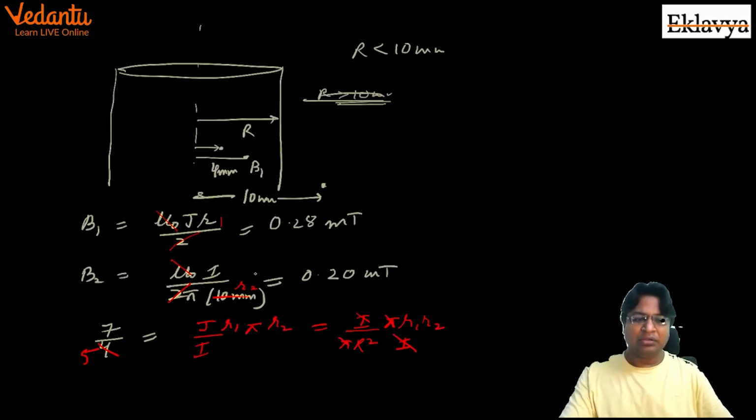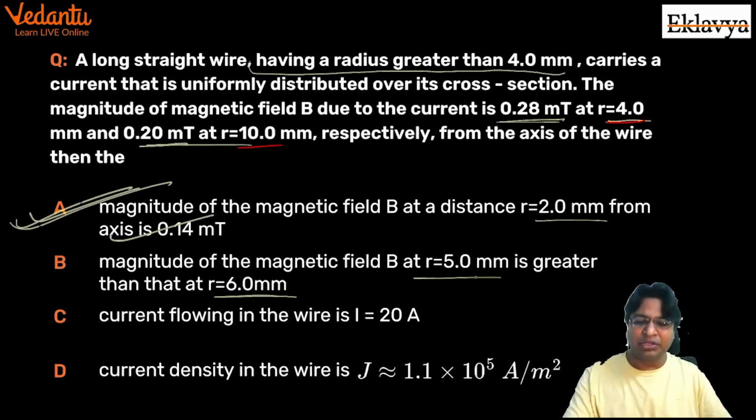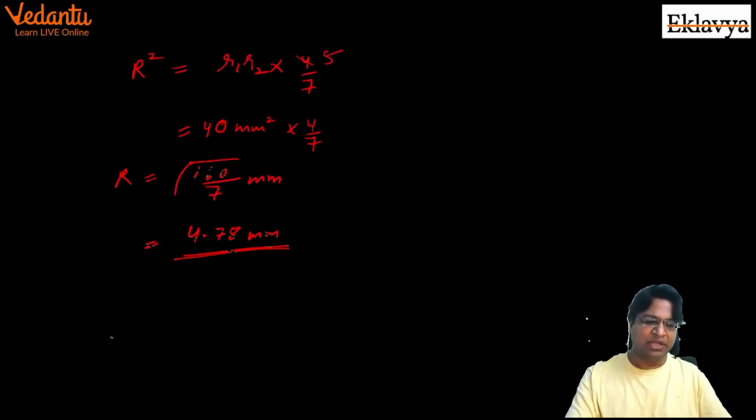So this option B talks about a point. This point is inside and this point is outside. So magnitude of magnetic field at B at R equal to 5, how will you find that? It is an internal point. So we can do B1 divided by R1 into 5 millimeter. That should do the job for us. So B1 was 0.28 into 5 by 4. So this becomes equal to 0.35 millitesla. Okay, now B at 6. So B at 6, this is an external point.